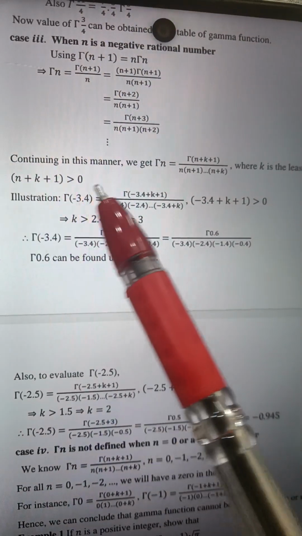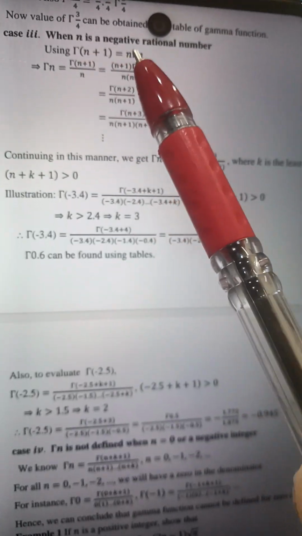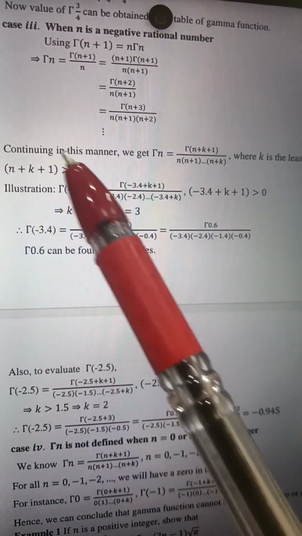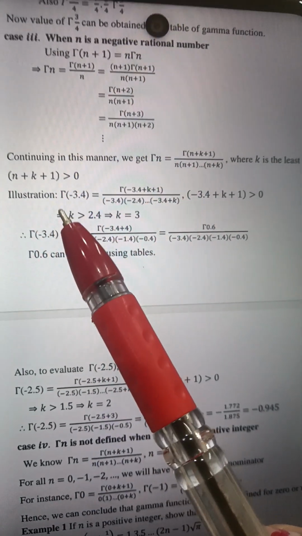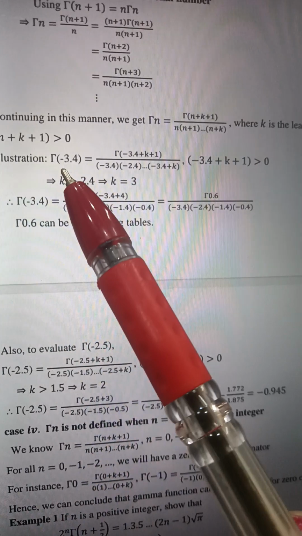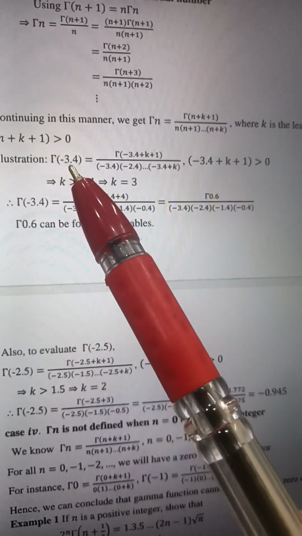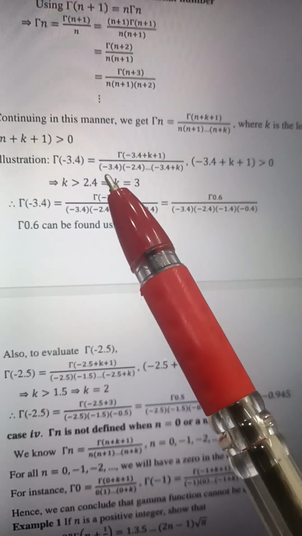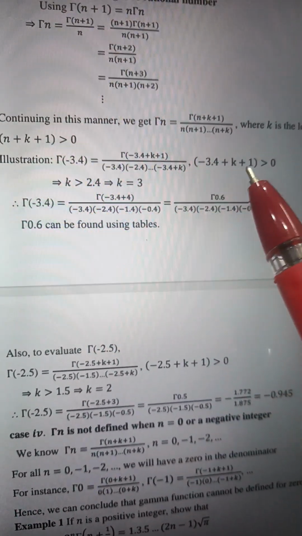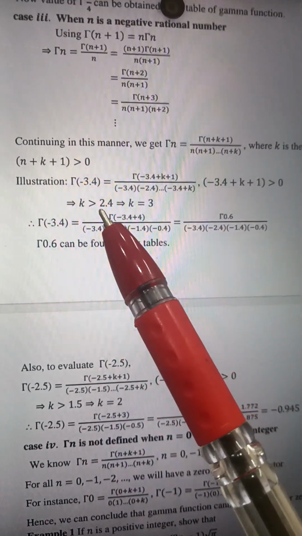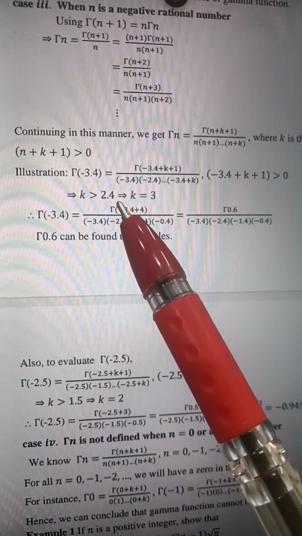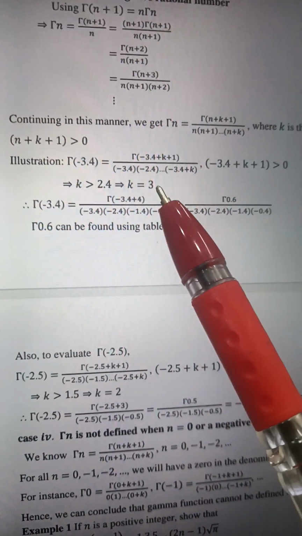And this term is positive. This term is positive because we have taken n as a negative rational number. This term is positive where k is at least positive. Okay. If we are taking a negative factorial, minus 3.4, if we are writing it like this, what will we get? We will get a positive, again positive. Factorial 2.4 is k, the value of k is greater than 2.4. Greater than 2.4 means what? k is equal to 3. I hope this is clear now.